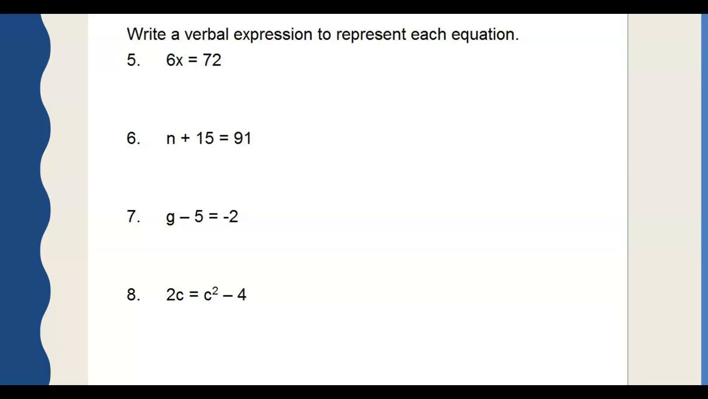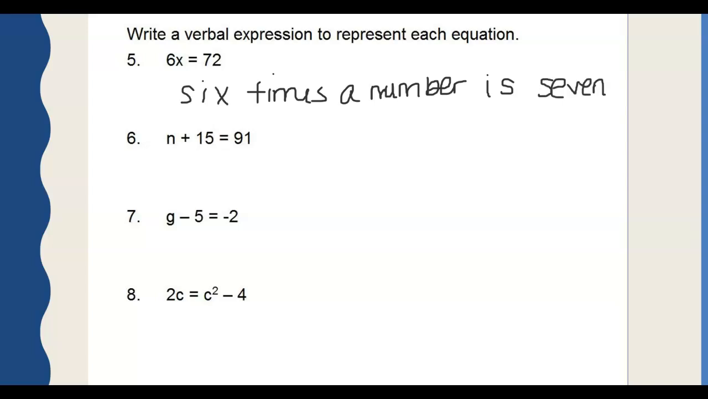Okay, we have 6x equals 72. Guys, I'm not asking you to solve for x. I'm asking you to write the expression in words. So that would be like saying 6 times a number. Equal in words is the word is. So 6 times a number is 72.